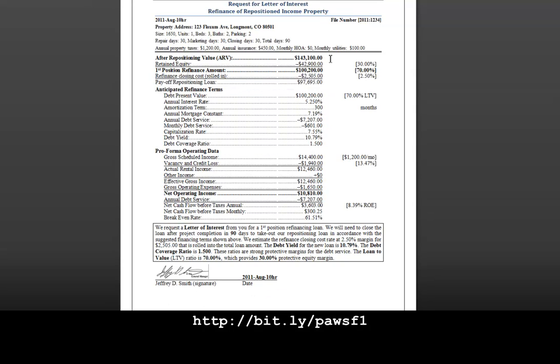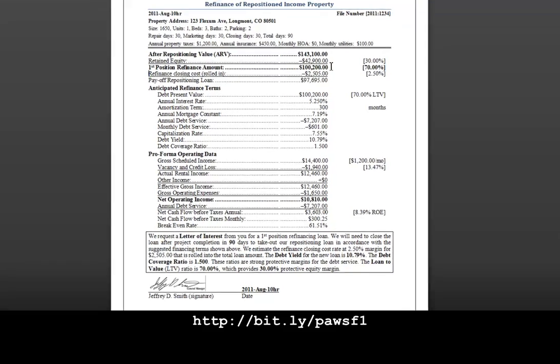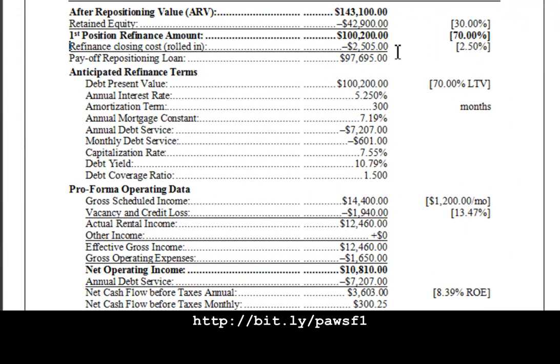So we show the ARV, subtracting our 30% margin. We're asking for a 70% loan to value. We subtract the refinance cost, estimated at 2.5% of the refinance amount, and that leaves $97,695 to pay off the repositioning loan.